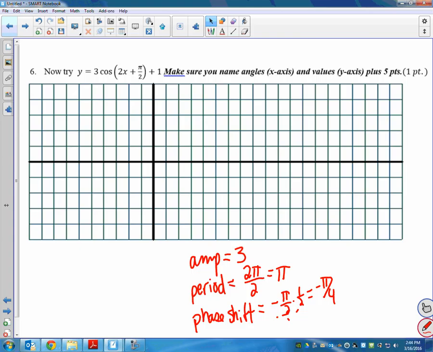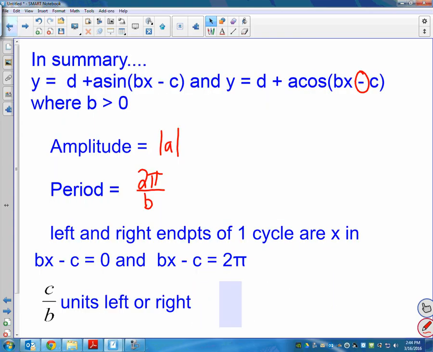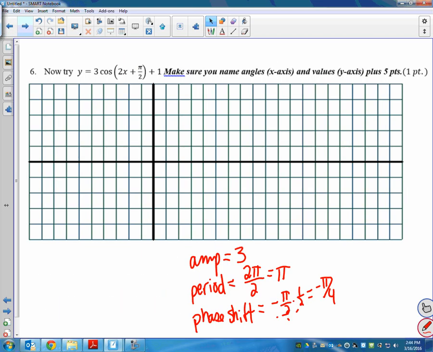This one also has a vertical shift. I didn't talk about the vertical shift back here, but your D, right? If you add a number outside of a function, it's going to move it up or down that many units, which means that this one also is moved up 1 unit. What does that mean for me? Well, it means that normally the max value that I got for cosine would be 1. Well, now my max value is going to be 3 times 1, because that's the biggest cosine can be, plus 1, which means at that high point now on cosine, I'm going to get a 4.